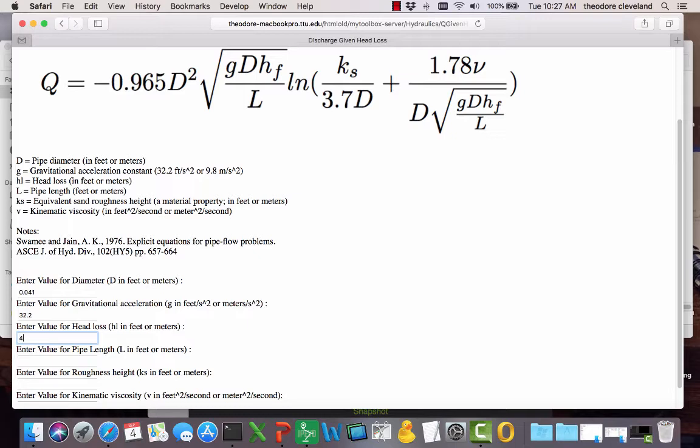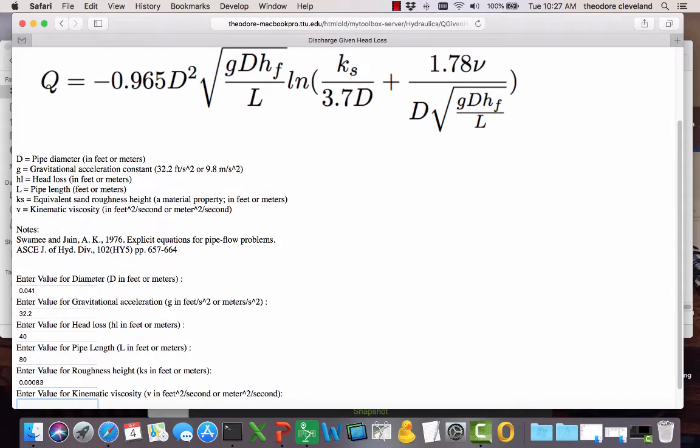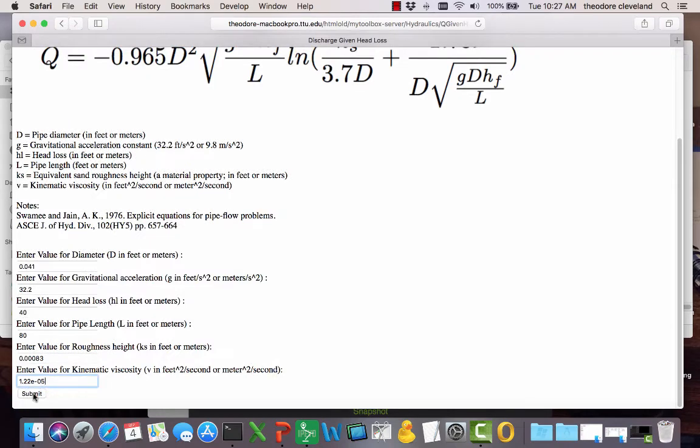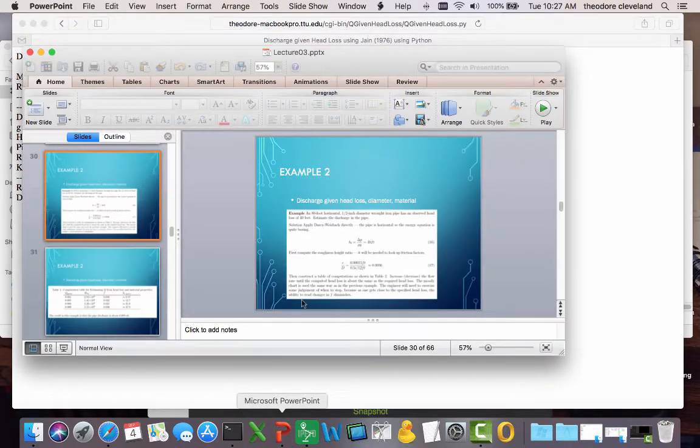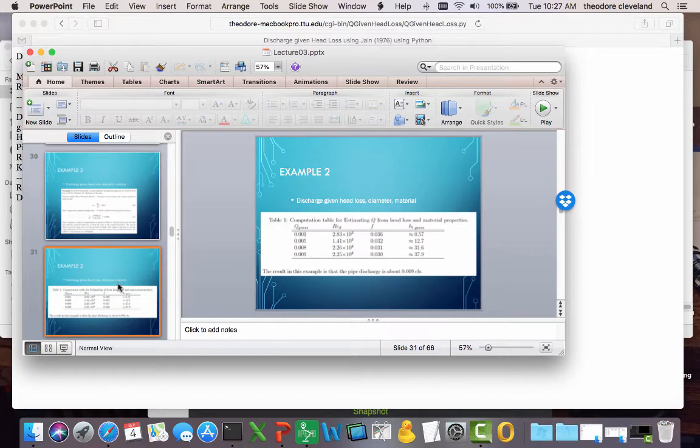Gravitational acceleration 32.2. H is 40 feet. Pipeline length is 80 feet. Roughness height, we'll use the same one, 0.00083. Kinematic viscosity, we looked up already, 1.22 E minus 5. And it tells us that the computed discharge is 0.006 cubic feet per second. Let's see what we got here.